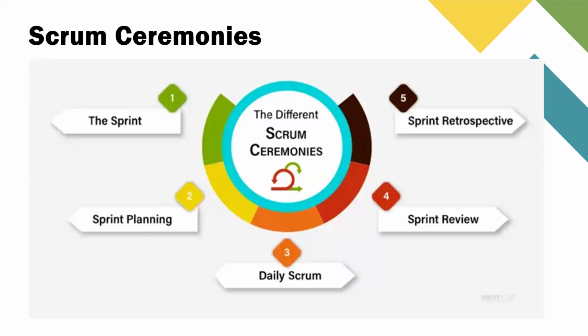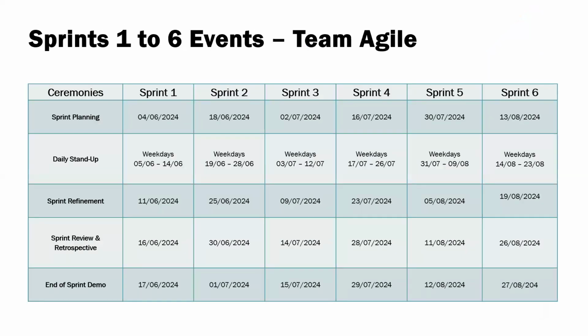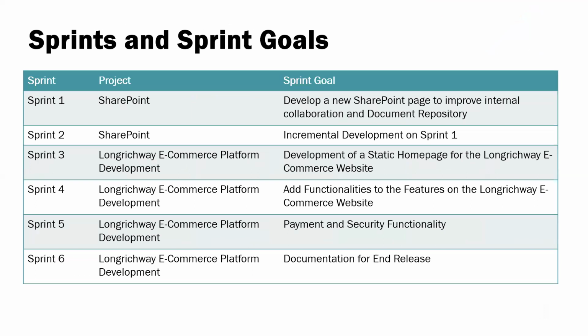Then these were the Scrum ceremonies that we had all through from sprint 1 to sprint 6. These are the sprint planning, daily stand-up, refinement, the retrospective and review, as well as the end of sprint demo, with the dates that we had them. Then we had sprint goals for sprint 1, sprint 2, sprint 3. We worked with SharePoint, and from sprint 3 we added the Long Reach Way e-commerce platform development all the way to sprint 6.